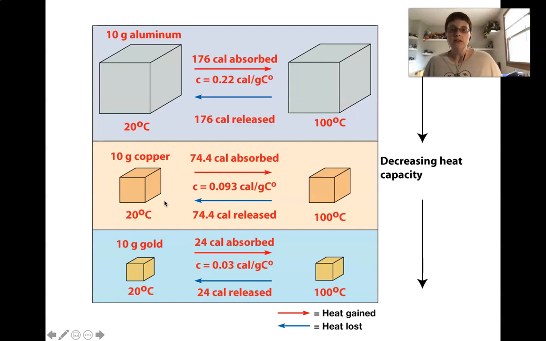So let's take a look at some examples. So here we've got aluminum, copper, and gold. So these are guys that have fairly low specific heats. So you can see the C's. So we've got 0.22 for aluminum, 0.093 for copper, and 0.03 for gold.